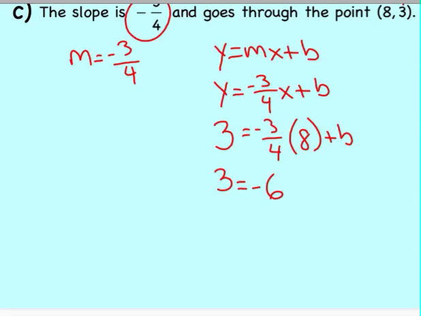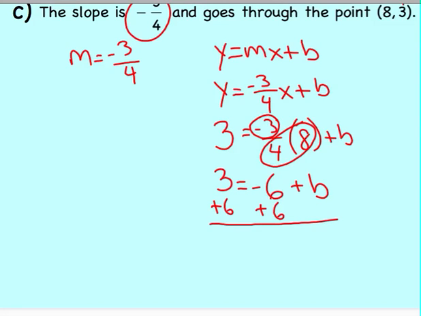All right. So again, the way I like to do it is do this part first, which is dividing. 8 divided by 4 is 2. And then multiply that 2 by negative 3, and you get negative 6. Now to solve for b, I add 6 to both sides, and I get 9. So this means our y-intercept is 9. So my final answer is y equals negative 3 over 4 x plus 9.